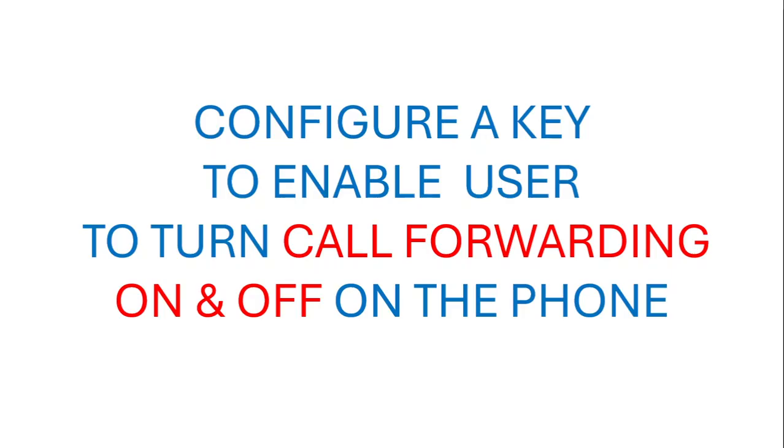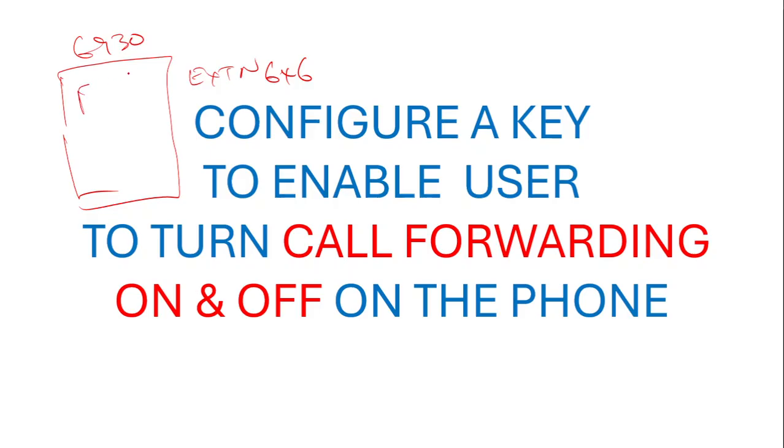So after we are done configuring call forwarding, we now move on to configure a key on the extension. If this is our 6930 extension, and the extension number is 6466, we are going to create a key. Let's say key number 3, and we are going to configure it for call forwarding always.